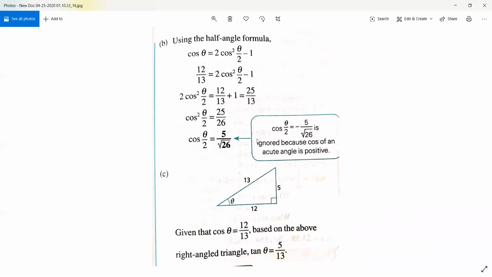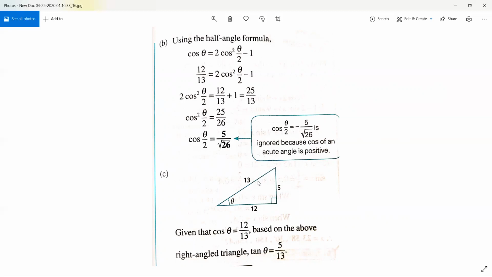So using the half angle formula, we can also find cosine theta over 2. So using cosine theta, we can find 2 cosine squared theta over 2 minus 1. Then I'll be having 2 cosine squared theta over 2 equals 25 over 13. And then after that, I'll be getting cosine squared theta over 2 equals 25 over 26. Okay, the square, bring it behind. We ignore negative because cosine of an acute angle is positive. Acute angle is 0 to 90 degrees, so everything is positive over there.